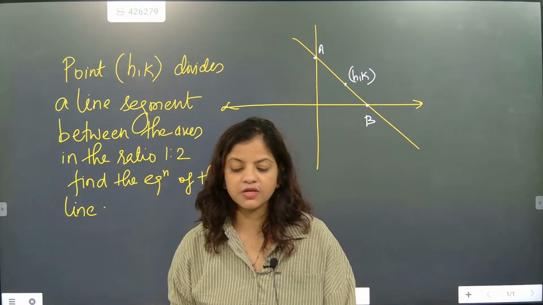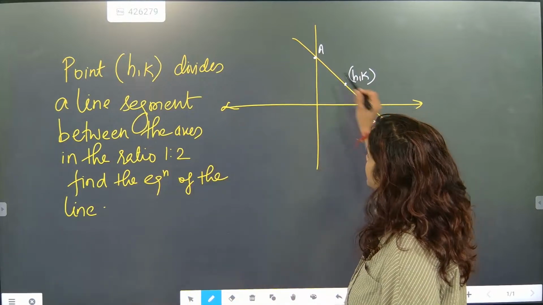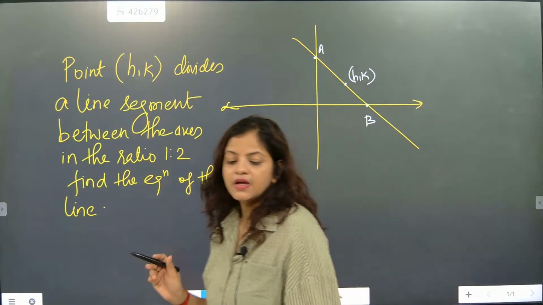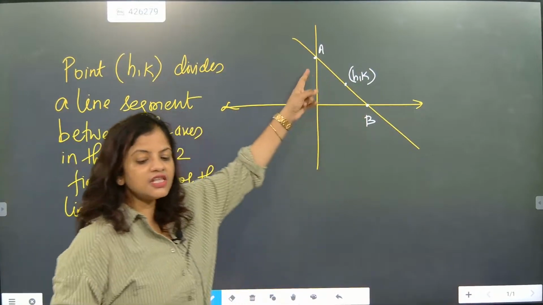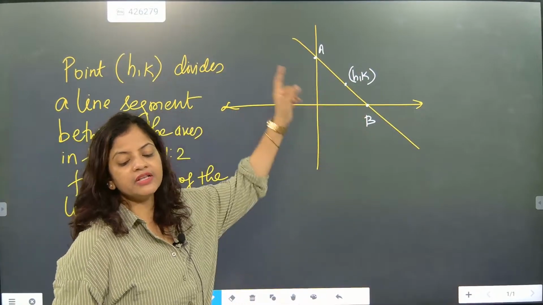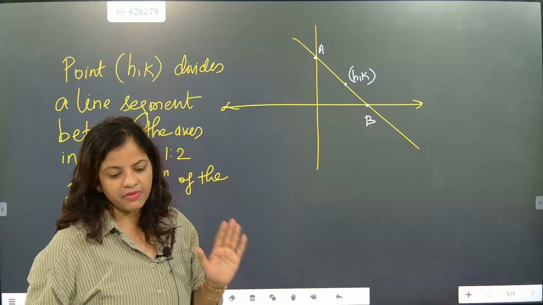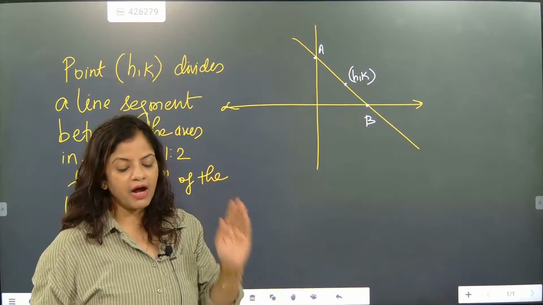Listen to me first. Now look here. This line segment is written between A comma B. This is the line segment. A line segment is a part of a line. We must remember, a line segment is a part of a line.